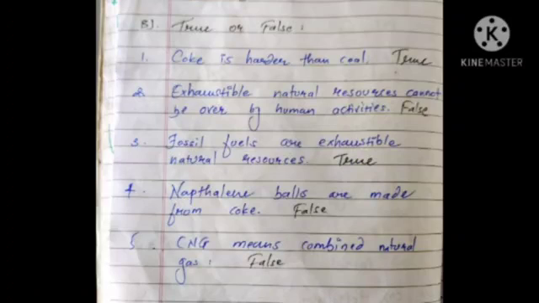Now talking about true or false. First one is coke is harder than coal. That is true. Second, exhaustible natural resources cannot be overused by human activities. That is false. Third, fossil fuels are exhaustible natural resources. That is true. Fourth one is naphthalene balls are made from coal. That is false. Fifth one is CNG means combined natural gas. That is false.